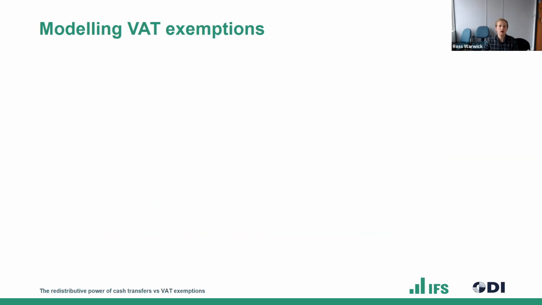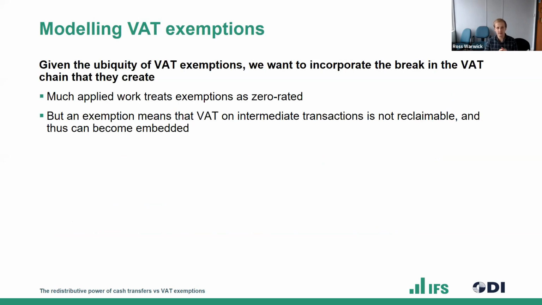I'm going to spend a bit more time now talking about how we model VAT exemptions. VAT exemptions in particular are a common feature of the countries that we're studying, rather than just reduced rates or 0 rates. As a result, we want to incorporate the fact that they cause a break in the VAT chain. A lot of applied work does treat exemptions as 0 rated, and this gives a useful first look at the impact of such policies. But as I mentioned before, an exemption means that VAT on intermediate transactions is not reclaimable, and thus can become embedded in supply chains. So VAT exemptions can mean that the final VAT rate, or the accumulated VAT on consumer purchases, can be higher than the statutory rate.